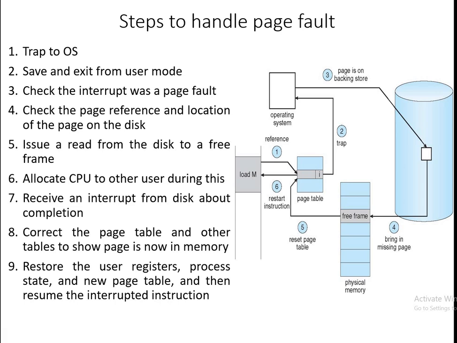Once this bit becomes 1, the processor will come to know that the required information it has to read is now available in the physical memory. Accordingly, it will restore the user registers, processor state and new page table, and then resume the interrupted instruction. So the data required for that particular instruction will be restored. This is all about how we can handle a page fault.